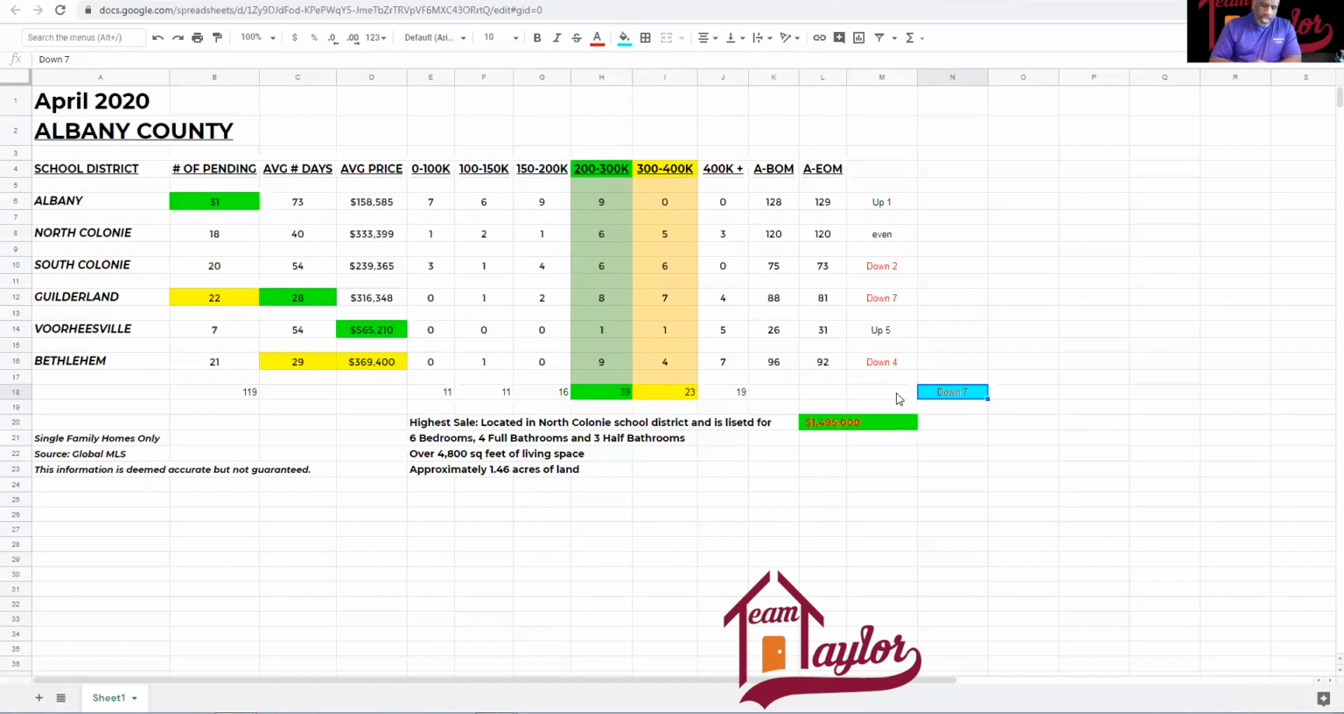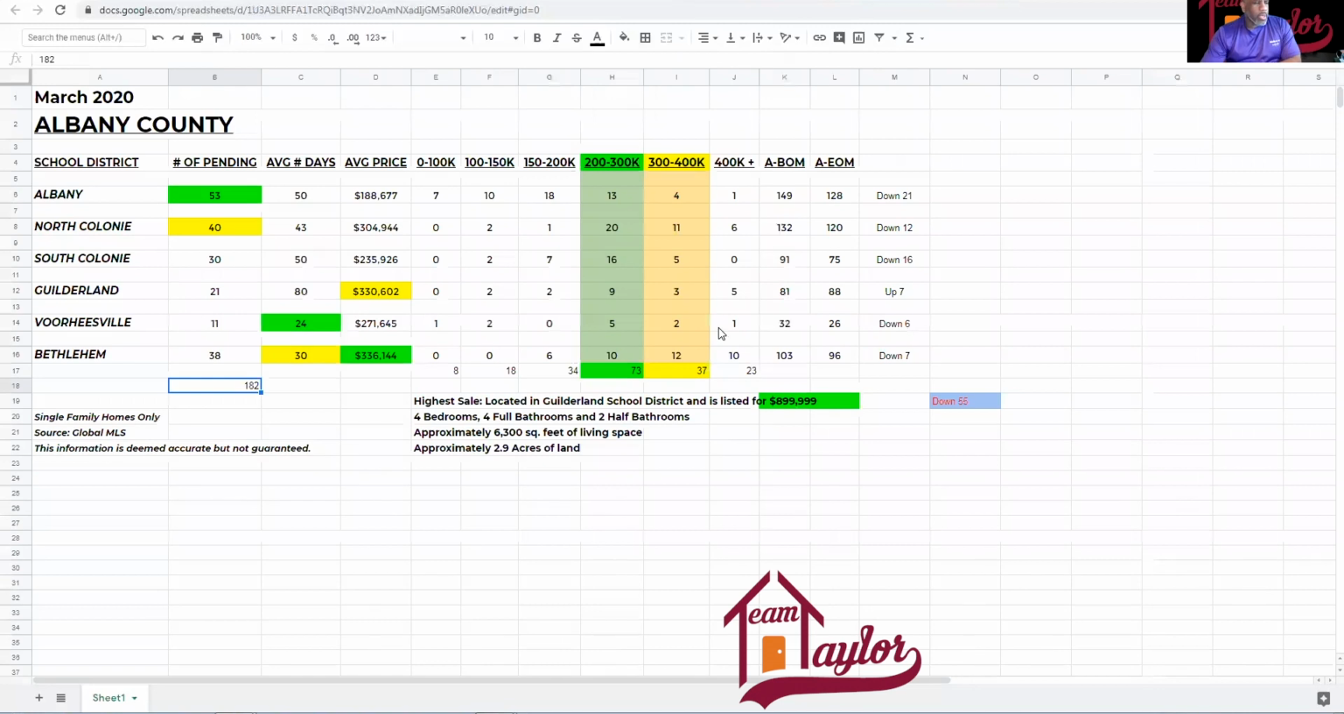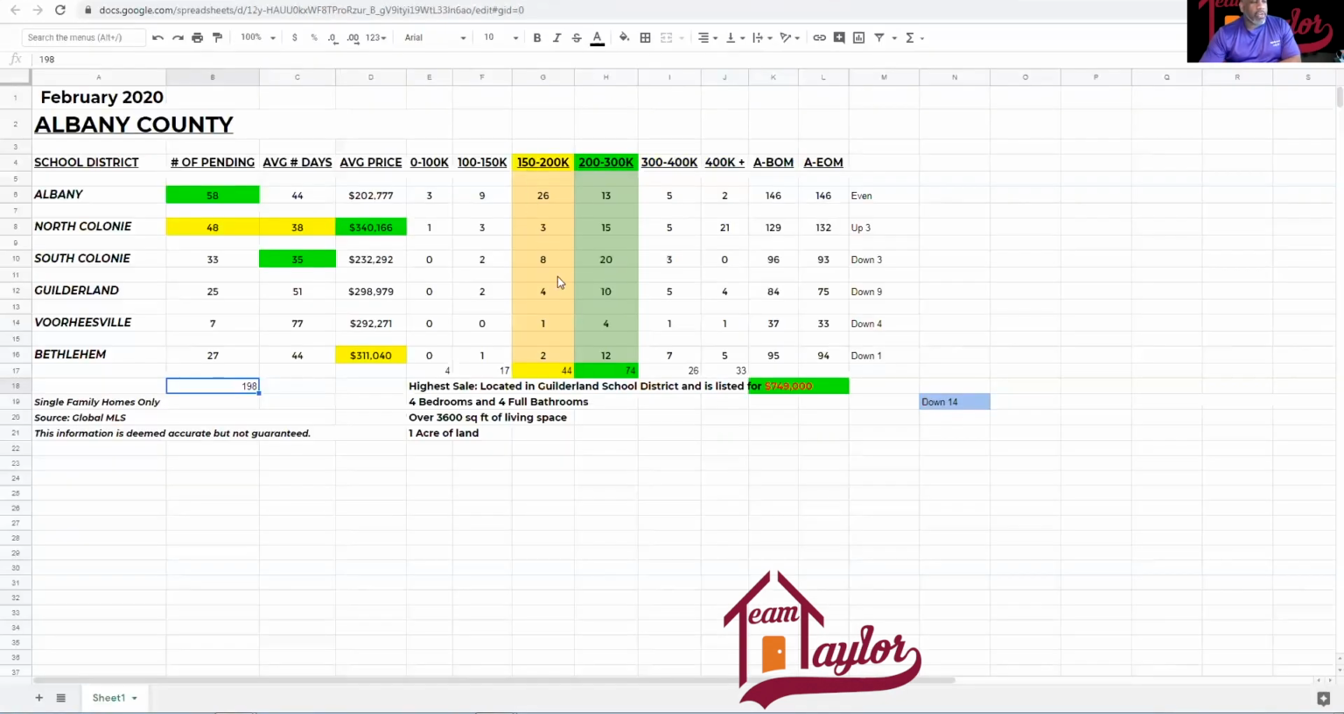But when we look at the month before that, in March, we were down 56 properties. So 56 fewer properties at the end of March than at the beginning. You add another 7 to it, now we're at 63, and you see how this starts. Now we look at February, we were down 14 for the month. So over the last 3 months, that's 76 fewer properties to choose from.